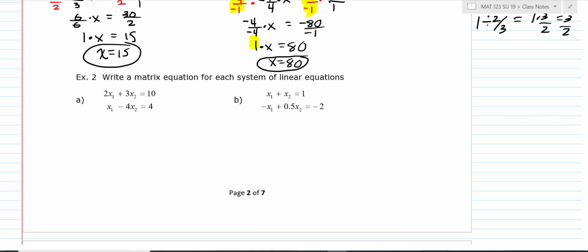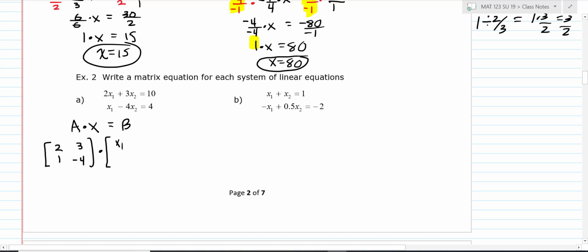Okay, next thing we're going to do is real simple. We're going to write a matrix equation. So what we do is we kind of have A times x equals b. And the matrices are here. The matrix A is the coefficients. So what you do is you write that as the matrix 2, 3, 1, negative 4. And then you have a coefficient matrix, which is the variables, x1 and x2. Okay, then you have what it's equal to. You have the matrix 10, 4.